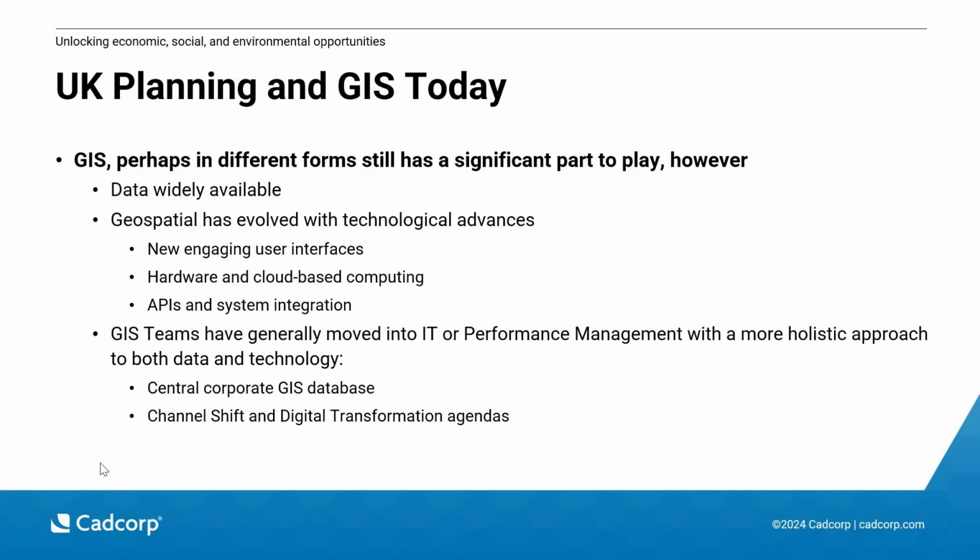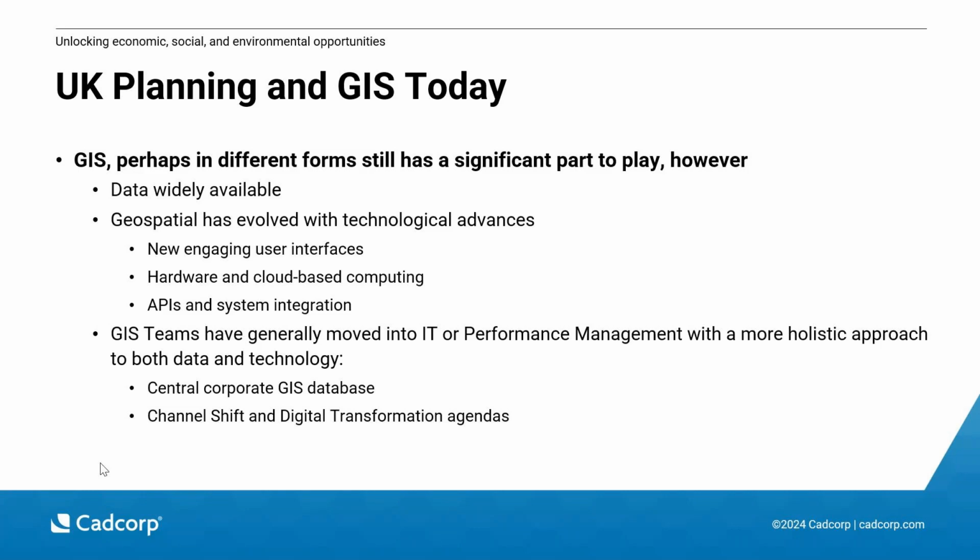So we've got new engaging user interfaces, so we don't need training. And the Google effect means that web mapping really is ubiquitous. So we also have benefits with improved hardware and cloud-based computing, and also more use of APIs and system integration. So lots of real-time data available to us, and the user is none the wiser.